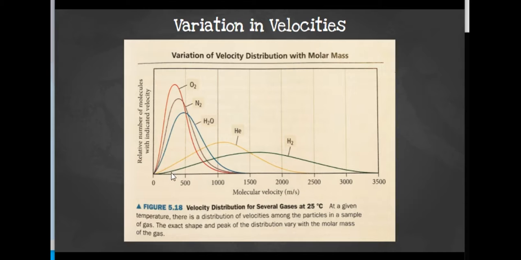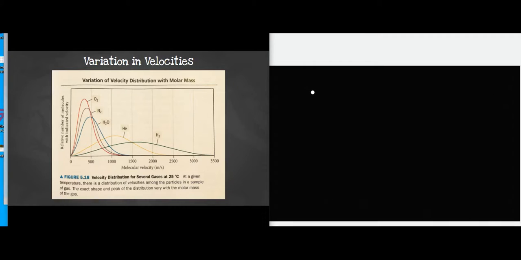Okay, so they're about, I would say, 400 meters per second, whereas hydrogen here, the average, that peak for hydrogen, is about maybe 1600 or 1700 meters per second. So they're traveling much faster. And that is again due to the definition.